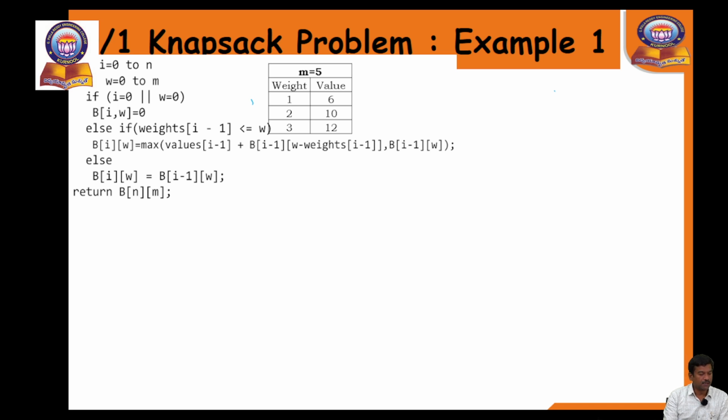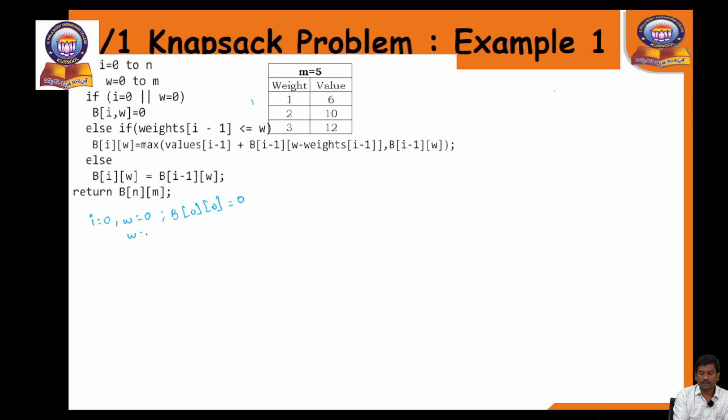Here, when you consider the value of i to be equal to 0, take i equal to 0 using this algorithm, and similarly the w value will be equal to 0 because it is a nested loop. Then you find b of 0, 0, which will be equal to 0, because b of i comma w is equal to 0 if either i equals 0 or w equals 0.